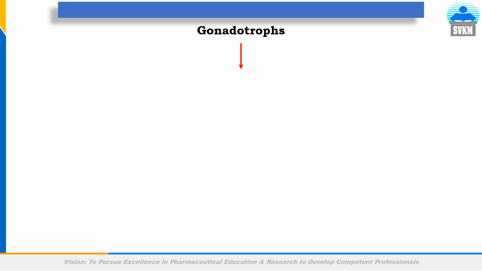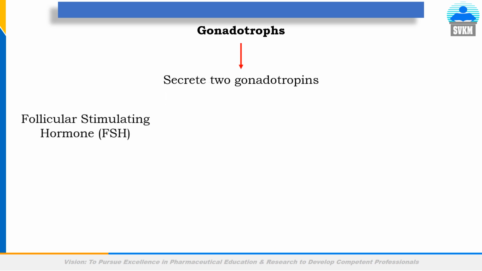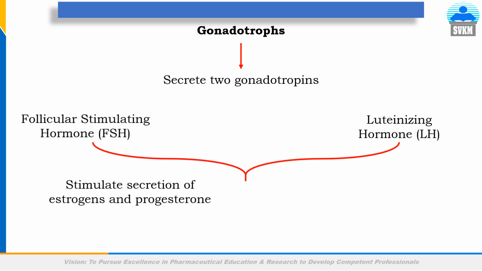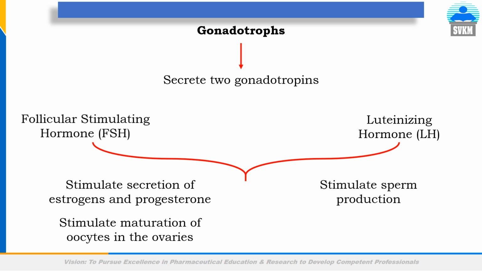Now the gonadotropes secrete two types of gonadotropins. One is the follicle stimulating hormone or FSH, the other is the luteinizing hormone or LH. Together, FSH and LH stimulate the secretion of estrogen and progesterone, stimulate the maturation of the oocyte in the ovaries, also stimulate sperm production, and stimulate the secretion of testosterone in the testes.